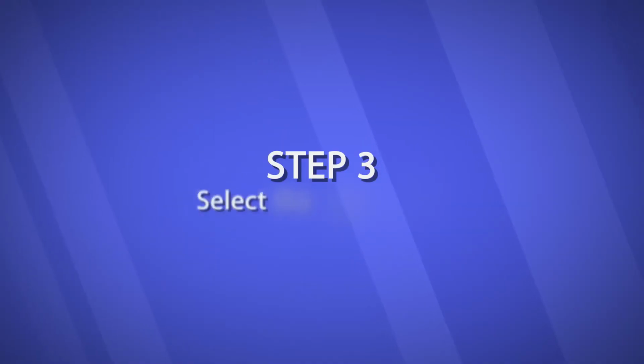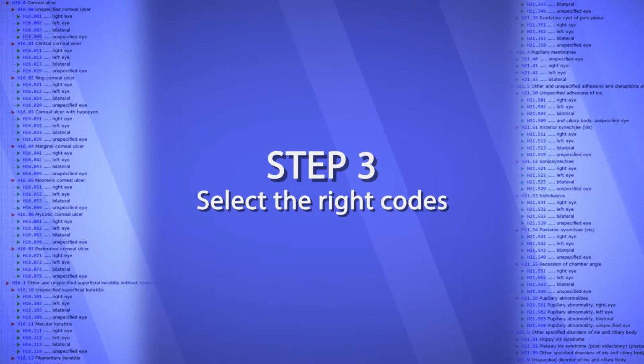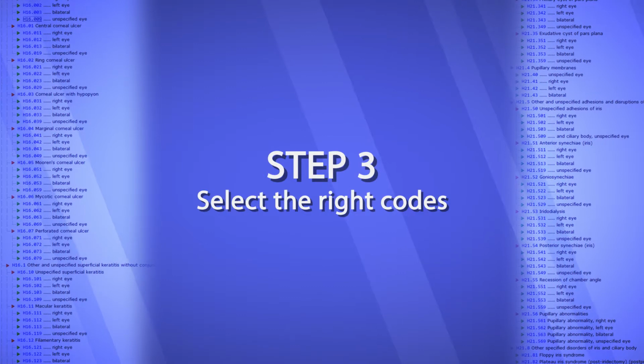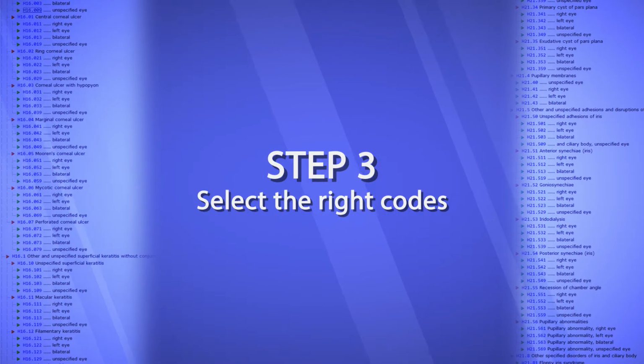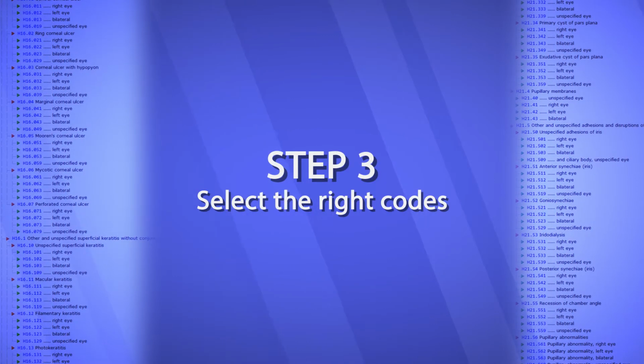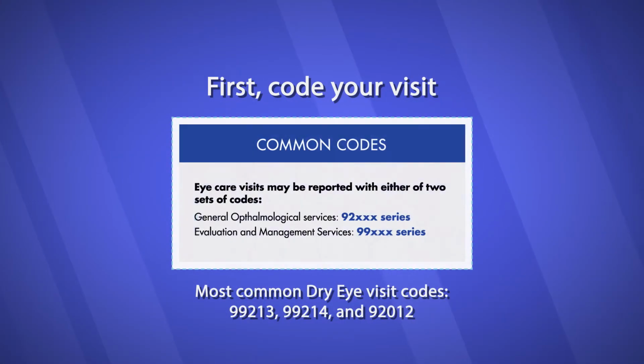After the magic happens, when you conduct a thorough history, dry eye examination, and develop a treatment plan, you will need to make sure you know what codes to use to get reimbursed. We have a variety of potential codes we can use for office visits pertaining to dry eyes. The first code you need is for the visit itself. These are examples of codes we can choose for that encounter. 99213, 99214, or 92012 are the most common codes chosen for that dry eye visit.